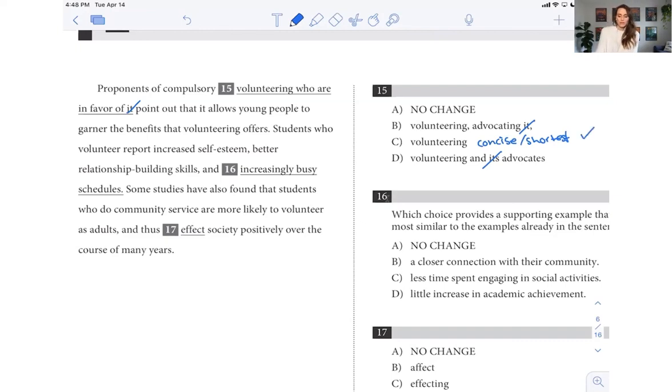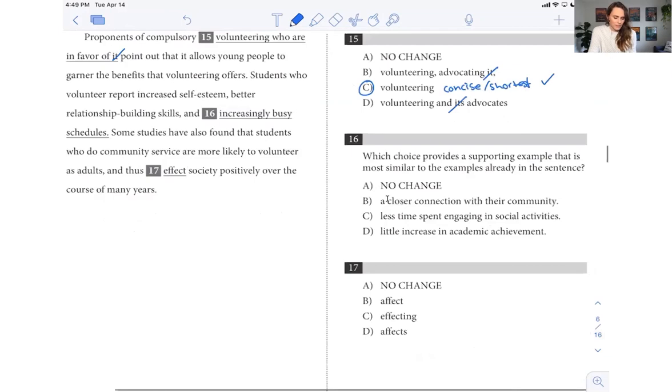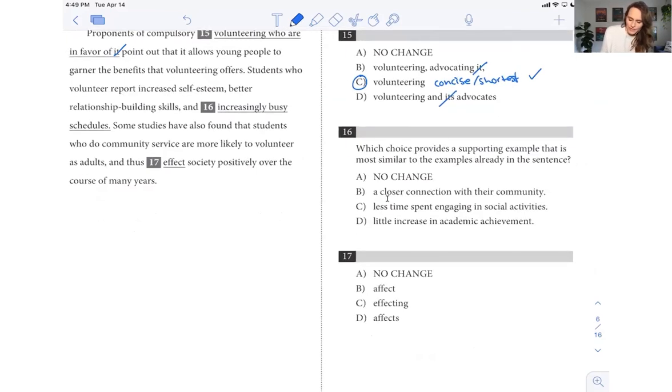That works. So we're just going to go with C here and avoid those really wordy answer choices that put in unnecessary pronouns. Students who volunteer report increased self-esteem, better relationship building skills, and increasingly busy schedules. Which choice provides a supporting example that is most similar to the examples already in the sentence?